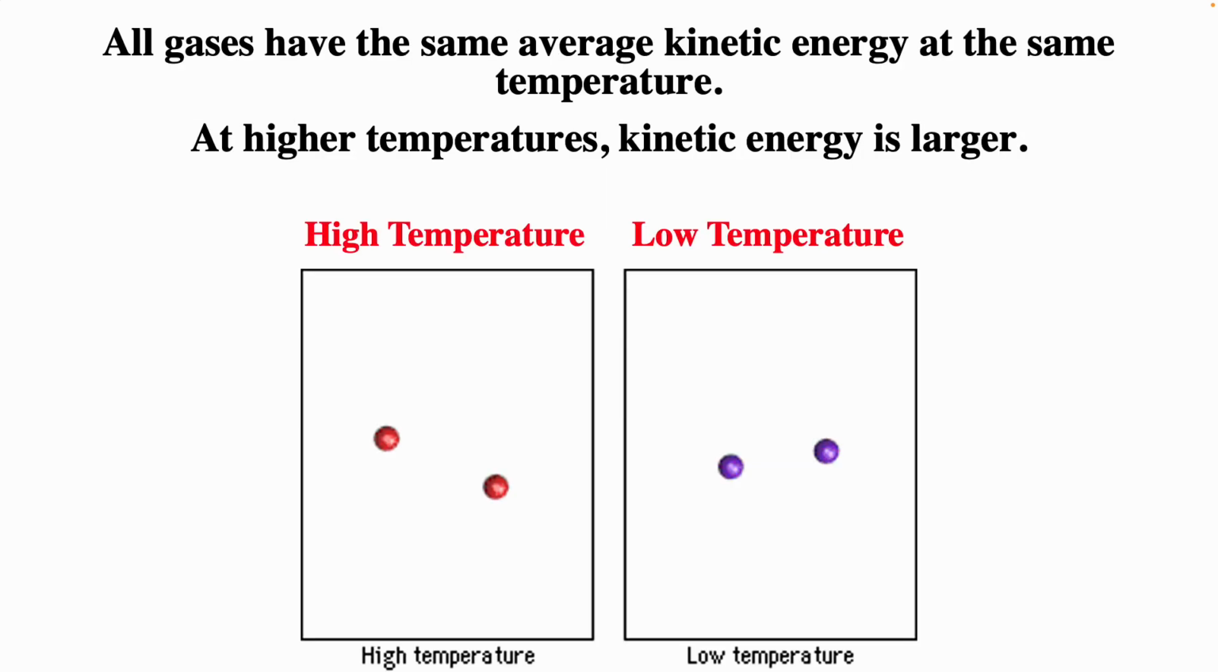So all gases have the same average kinetic energy at the same temperature. At higher temperatures, kinetic energy is larger. Gas molecules are in constant motion and frequently collide with one another. Although not all the molecules in a gas sample move at the same speed, the higher the temperature of the gas, the greater the average speed and kinetic energy of the molecules overall. This higher level of energy allows molecules to disperse more readily, which is one reason we smell aromas better when temperatures are higher.